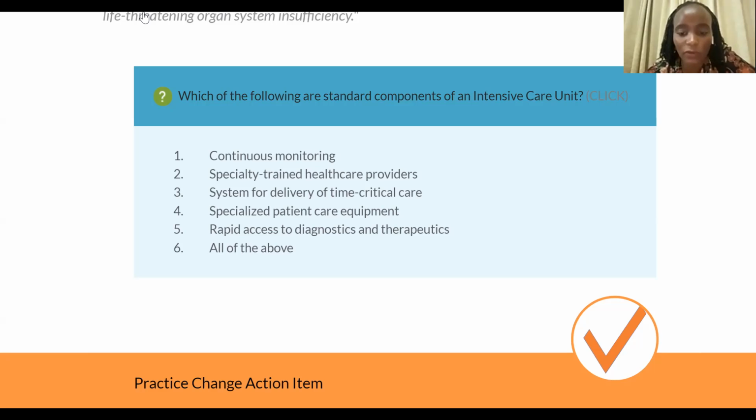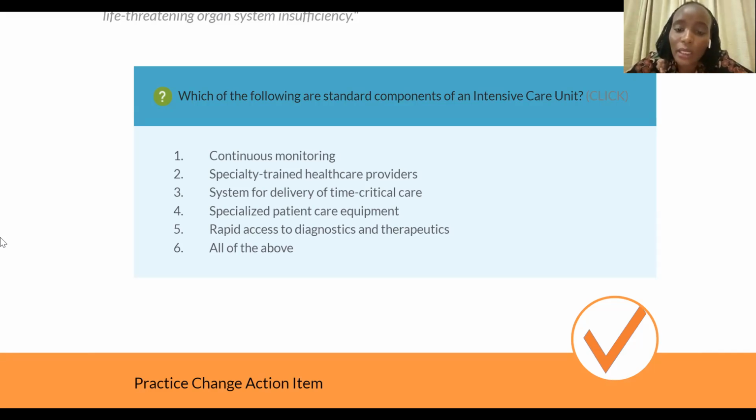So all of you said all of the above. So yes, in the ICU, you have continuous monitoring of the patient. You have specialized trained healthcare providers. You probably have your critically trained ICU nurses or even ICU trained physicians. You have a system for delivery of time critical care.